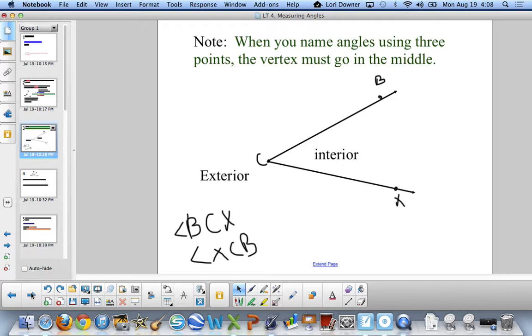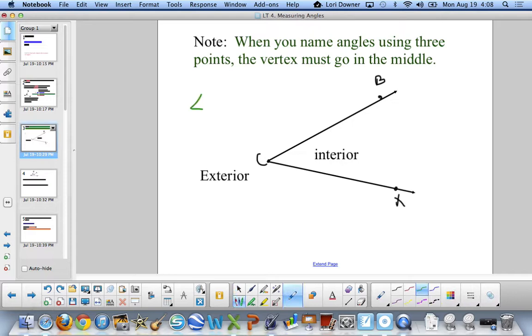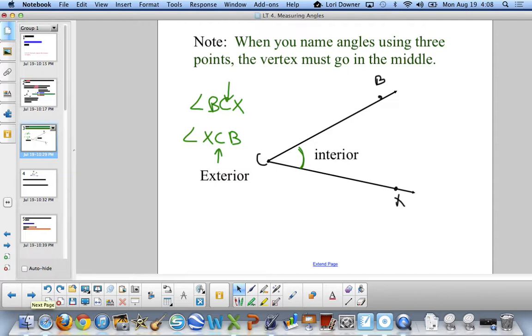Note that when you name an angle using 3 points, the vertex must go in the middle. In this example here, we have angle BCX, or we could call this angle XCB. Notice that C must go in the middle in both cases because C is the vertex. We also have the interior of the angle, and then we have the exterior of the angle.